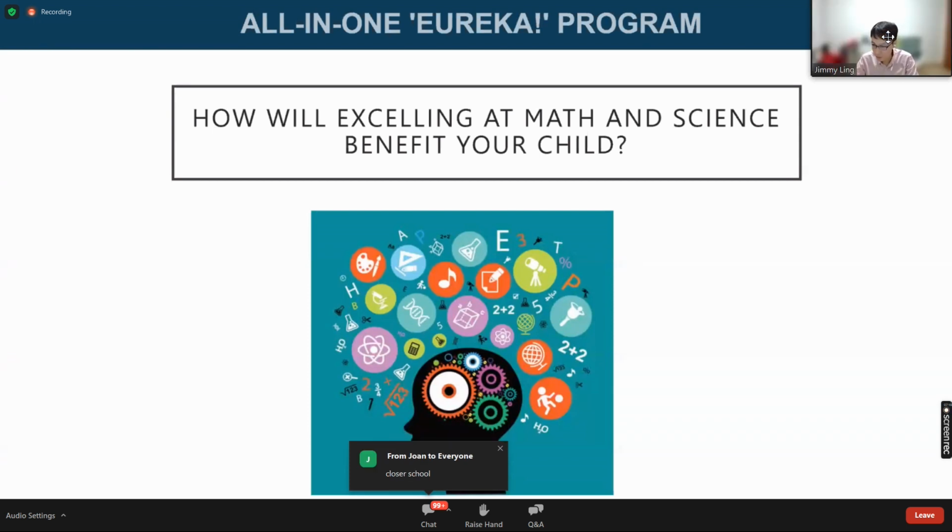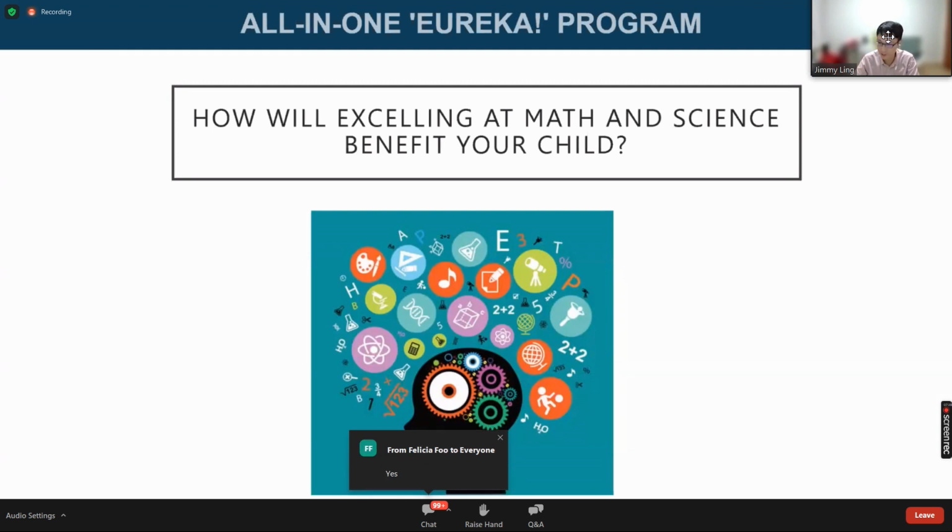And also, how many of you agree that math and science can actually improve your child's logical thinking? Because it's not so much about results. We want our child to be a more logical thinker. If you agree, type yes in the chat. Yeah, thank you, Leslie. Yeah, no need to wake up so early. That's very good motivation.